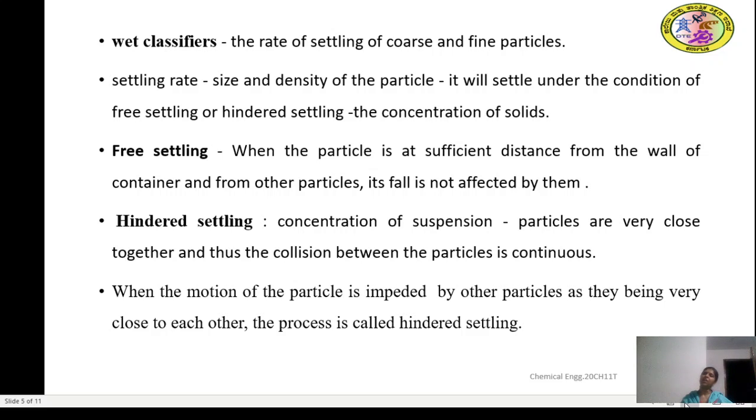Hinder settling happens when the concentration of solids is high. In a slurry, one particle and another particle collide more often. So the movement of one particle is again impeded by the movement of the other particle. In that case the particle settling is being disturbed. That condition we call a hinder settling.